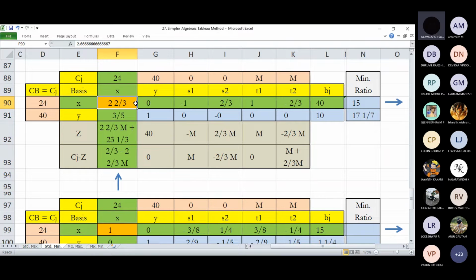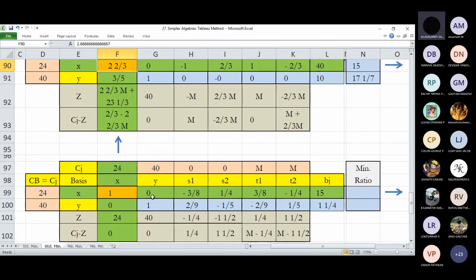So the first step is making that pivot element become 1. So divide the corresponding value in the entire row. In this case, 2 into 2 by 3 divided by 2 into 2 by 3 is 1, and 40 divided by 2 into 2 by 3 is 15. Right? So the entire row gets divided by that particular value.